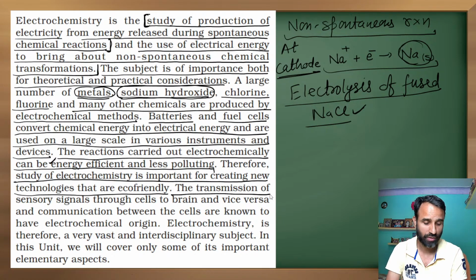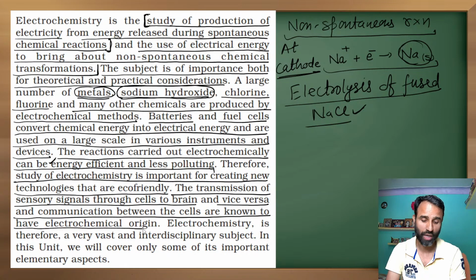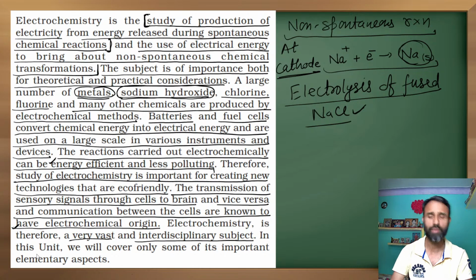The transmission of sensory signals through cells to the brain and vice versa, and communication between the cells, are known to have electrochemical origin. Even in biology, the transmission of sensory signals through cells to the brain and vice versa, as well as communication between the cells, is of electrochemical origin. Electrochemistry is therefore a very vast interdisciplinary subject, but in this unit we will cover only some of its important elementary aspects.